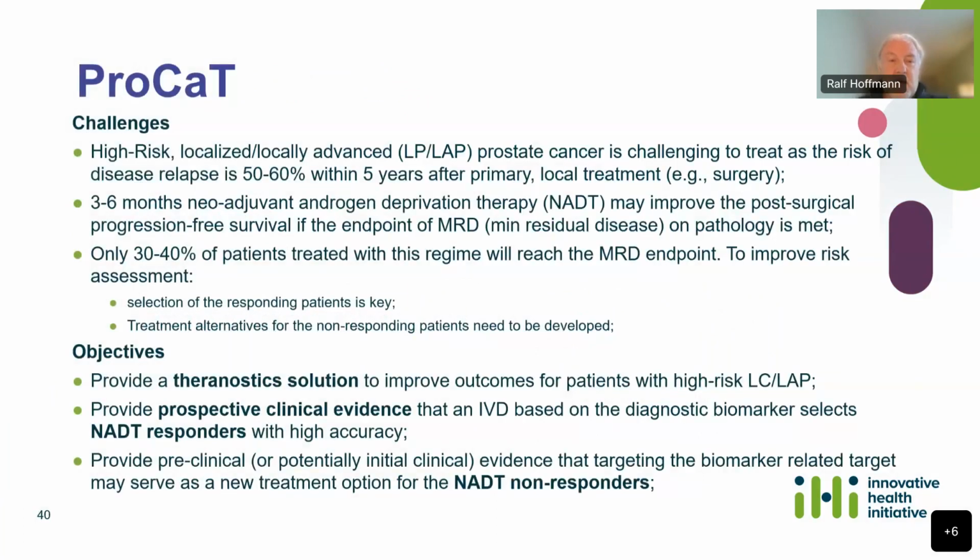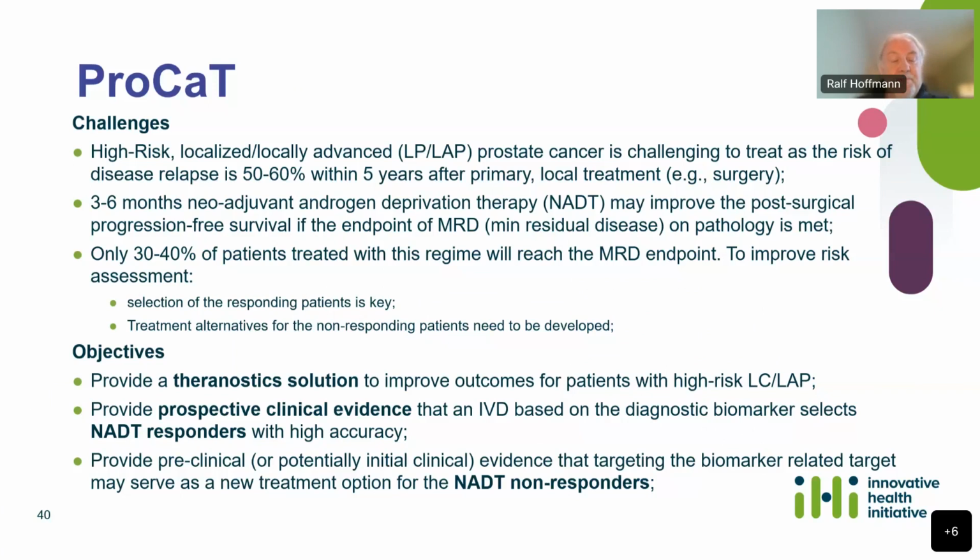So let me give you some background about this project, about the challenges of a particular patient cohort, which is high risk localized or locally advanced prostate cancer patients. The treatment of these patients today is quite challenging, as the risk of having disease relapse is 50 to 60% within 5 years after primary local treatment, which is in many cases surgery, but could also be radiation. But there's a high risk of relapsing for these patients due to the high risk of the disease, which makes the treatment challenging.